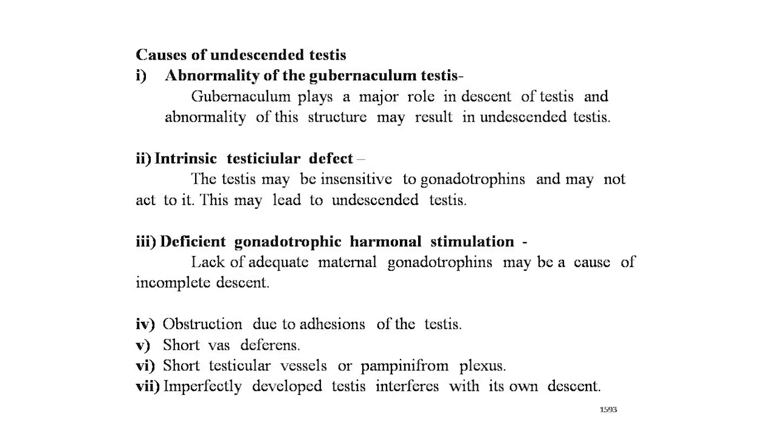Fourth is obstruction due to adhesions of the testes. Fifth is a short vas deferens. Sixth is short testicular vessels or pampiniform plexus. And seventh, an imperfectly developed testis interferes with its own descent.